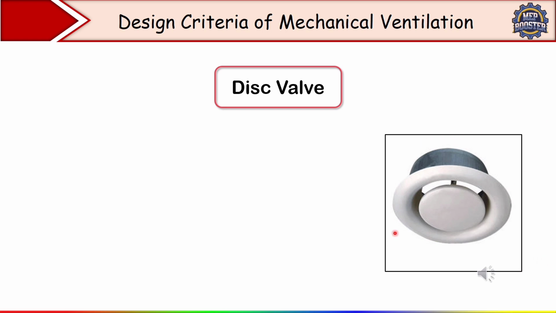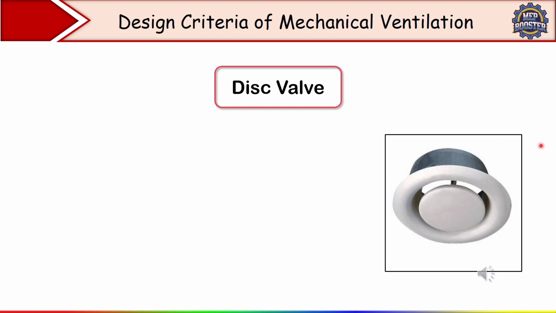Now here in case of disc valve, we have to install the disc valve at the toilet ceiling level, and with the help of this disc valve you can extract the bad odor from the space. Or with the help of this disc valve you can supply fresh air inside the toilet. Sometimes we use a supply air grill to supply the fresh air into the toilet, or sometimes we use a disc valve. As per requirement you have to use.